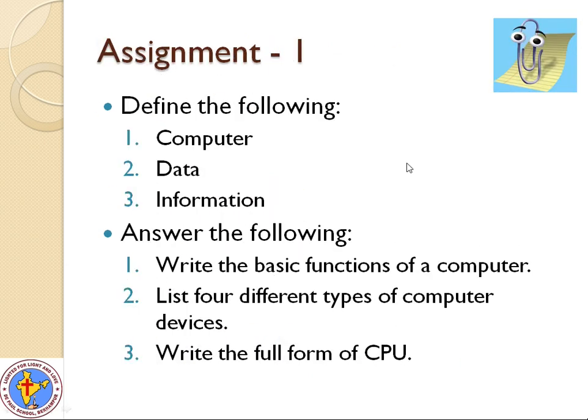Now it's assignment time. Go through the video and answer the following. First, define the following: computer, data and information. You have to just write the definition. Then answer the following. Write the basic functions of a computer. Then list 4 different types of computer devices and write the full form of CPU.